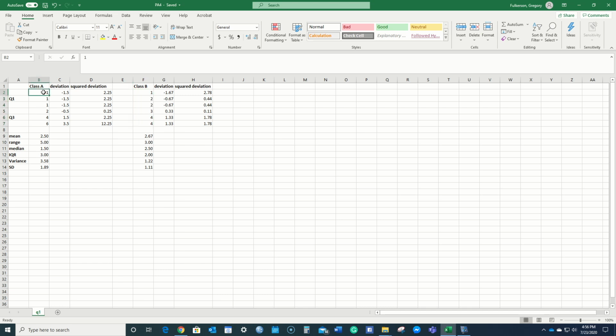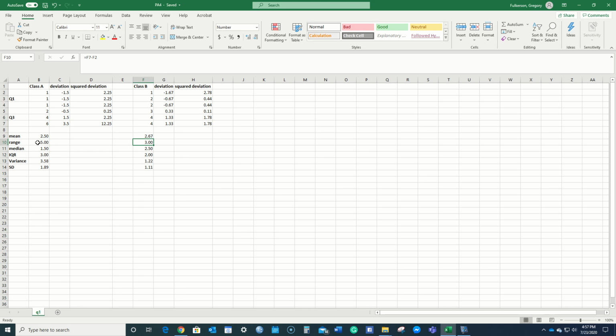So the range is going to be the highest value minus the lowest value, which for class A is B7 minus B2. So you see the formula there is equal to B7 minus B2. And for class B, it correspondingly F7 minus F2, right? Because we're in the F column for class B.